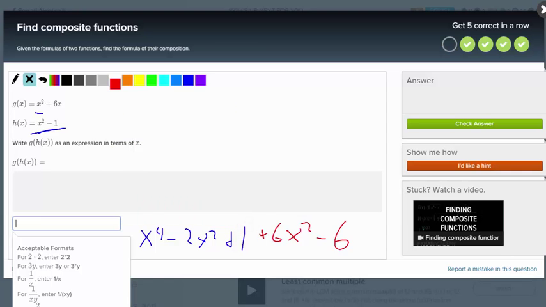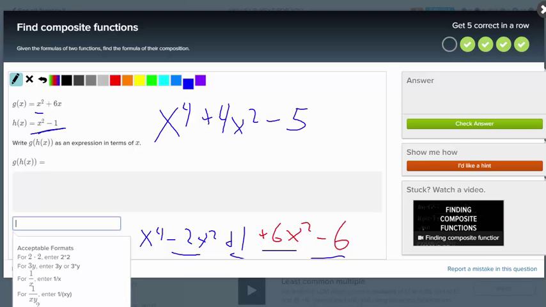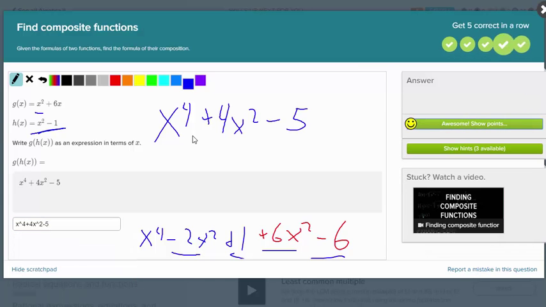So I have this. x to the 4th does not combine with anything else. Negative 2x squared plus 6x squared gives me positive 4x squared. And 1 minus 6 gives me negative 5. Okay, give that a shot. x to the 4th plus 4x squared minus 5. That's it. Let me know if you have problems with these.